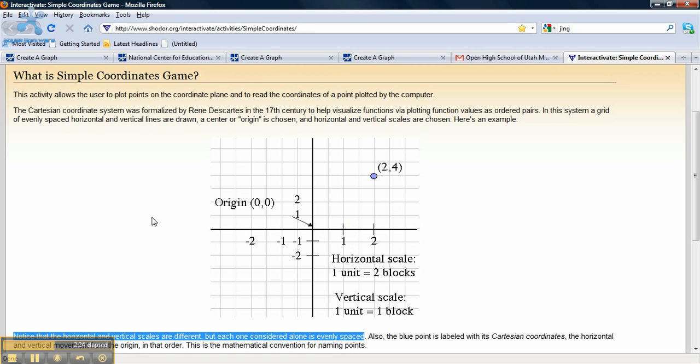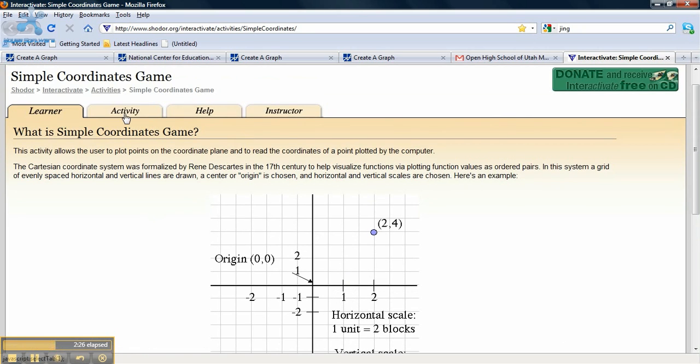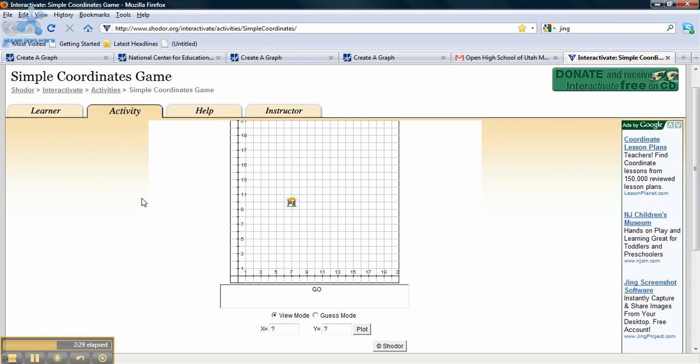If you need to practice plotting points, you can go to the simple coordinates game, and you can be in guess mode. In guess mode, what we're going to do is look at this house and see where it's at. So in order to read it, we would go over 9 units. If I take this house and drop it down on the x-axis, I'm at 9. So my x value is 9. And then for the y value, we've gone up 1, 2, 3, 4, 5, 6 units. So we've gone over 9 and up 6. Our x-coordinate is 9 and our y-coordinate is 6.